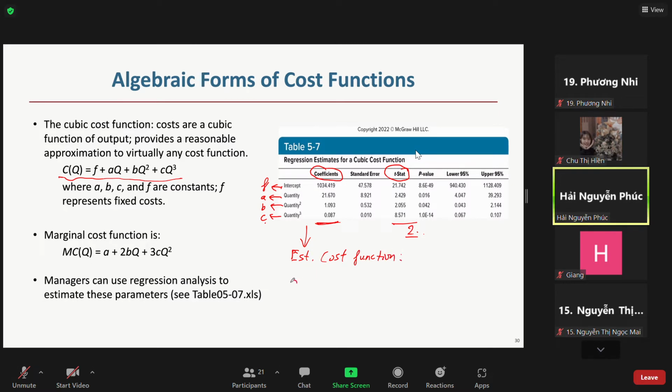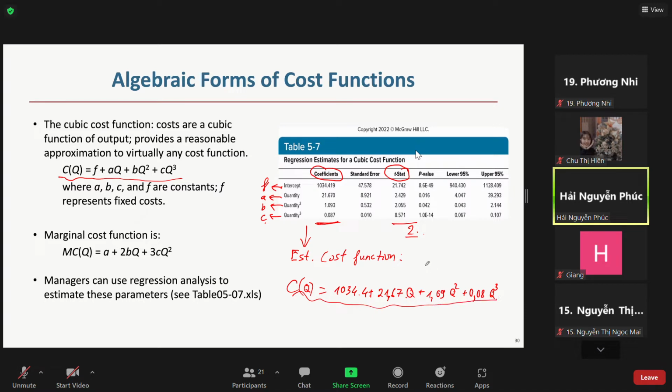For example, C as a function of Q would be equal to the intercept 1034.4, plus AQ, which is 21.67 Q, plus BQ square, 1.09 Q square, and C is 0.08 Q cube. It is our estimated cost function.